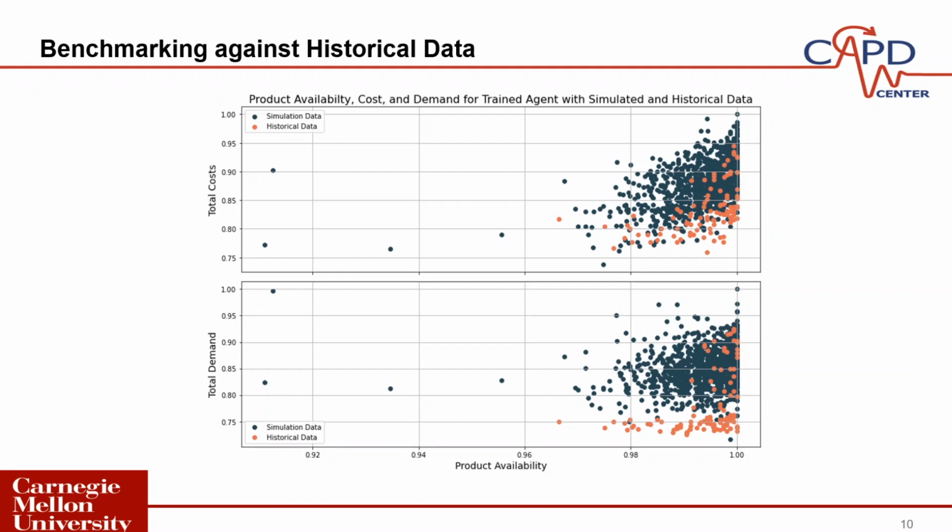Before we actually go and deploy it, though, we do want to check it against some historical data. So we have a holdout set of just historical data shown in orange here, and about 1,000 simulated years in blue.